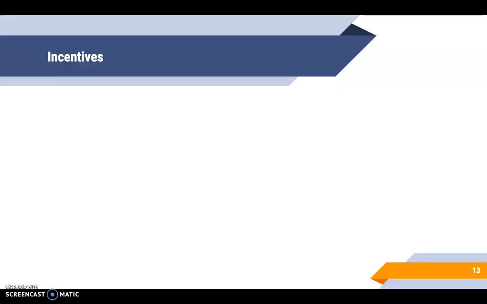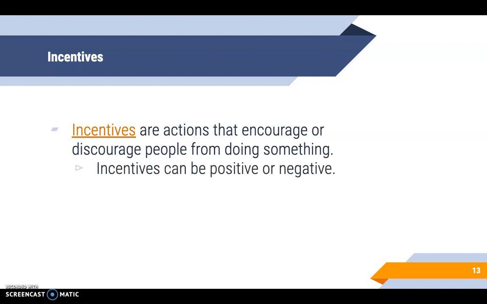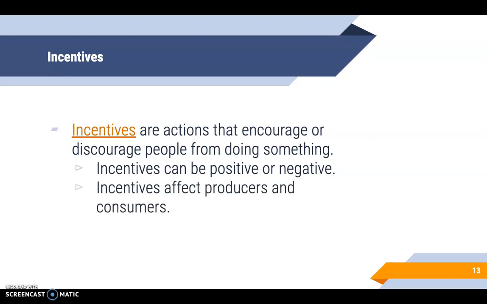Okay, incentives. So this is the second thing we're looking at on things that impact prices. Incentives are actions that encourage or discourage people from doing something. So we can have positive and negative incentives. Oh, look, I'm ahead of myself. So either positive or negative, and incentives affect producers and consumers. So it goes both ways with this.